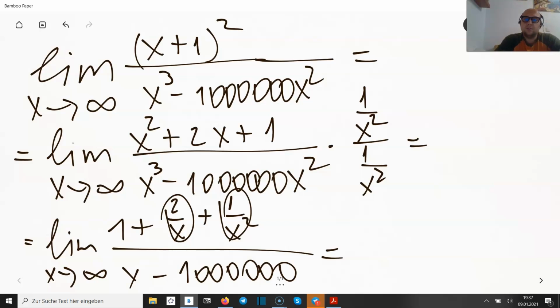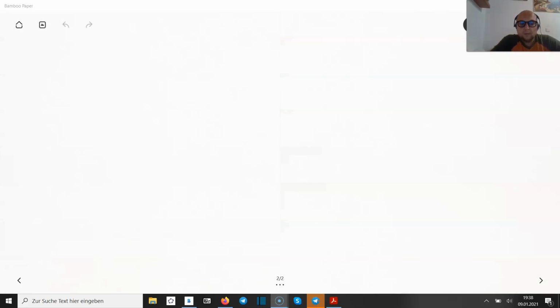The numerator is running towards 1. The denominator is becoming infinitely large. So we're having 1, which we're dividing by a huge number, so the outcome is 0. That's pretty clear. Well, if we multiply it out, it takes a lot of time. Maybe we should just see a shortcut.